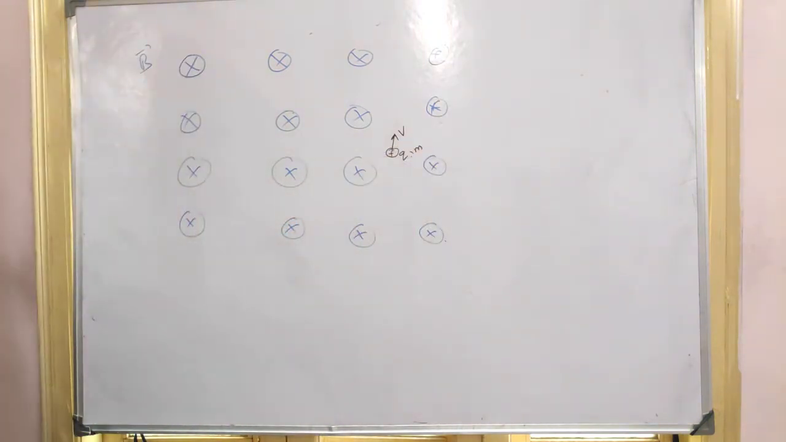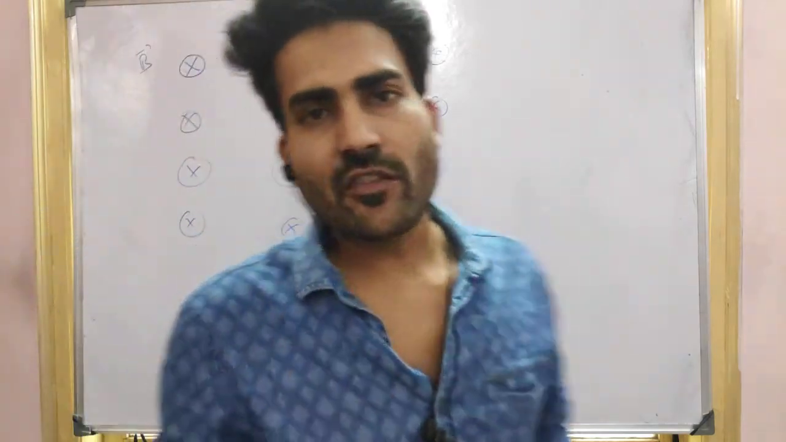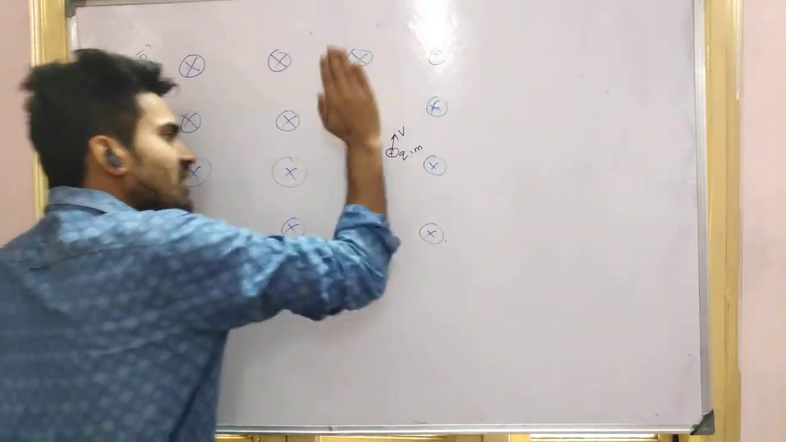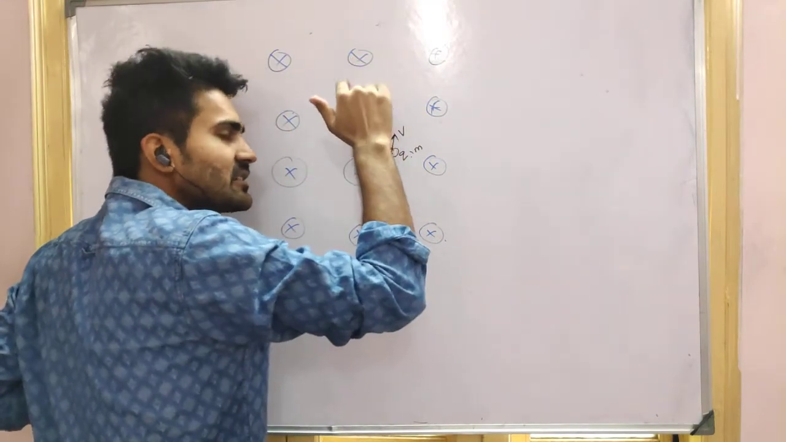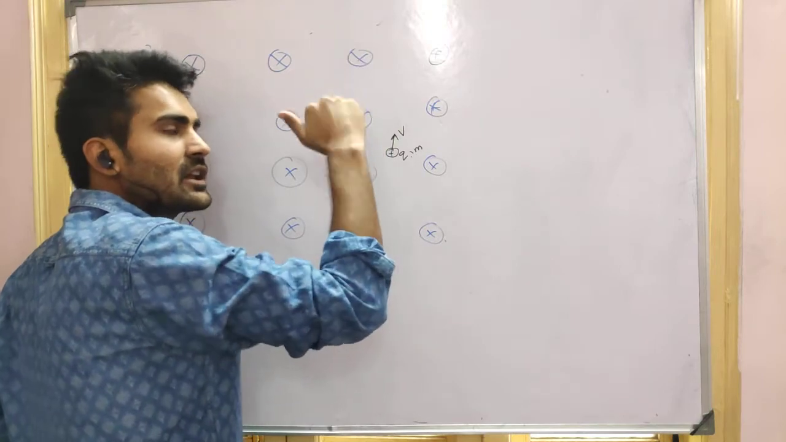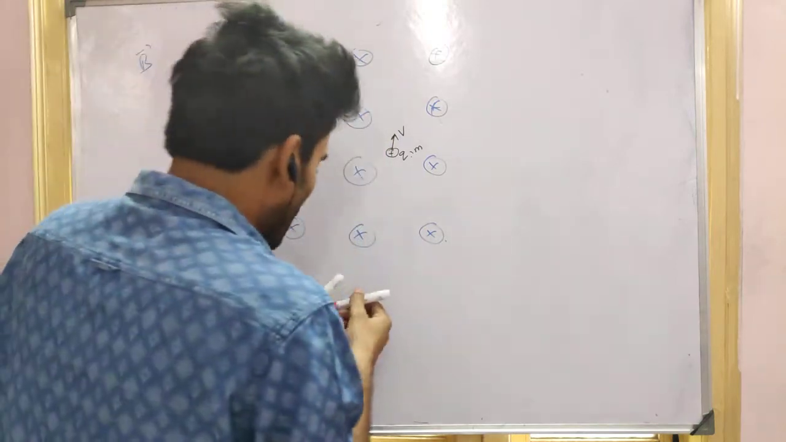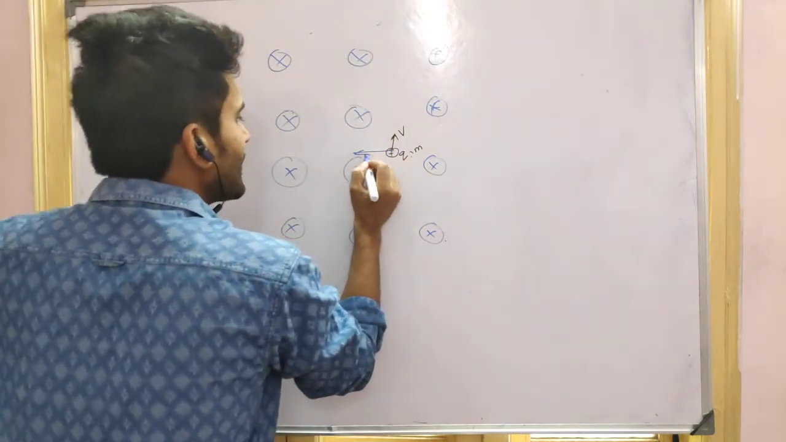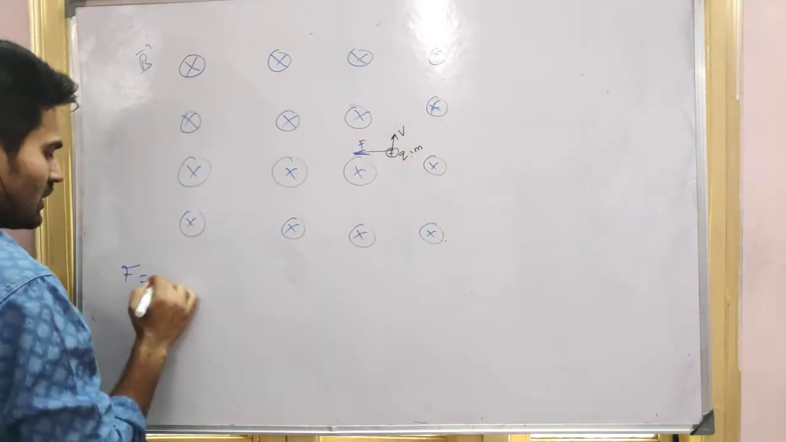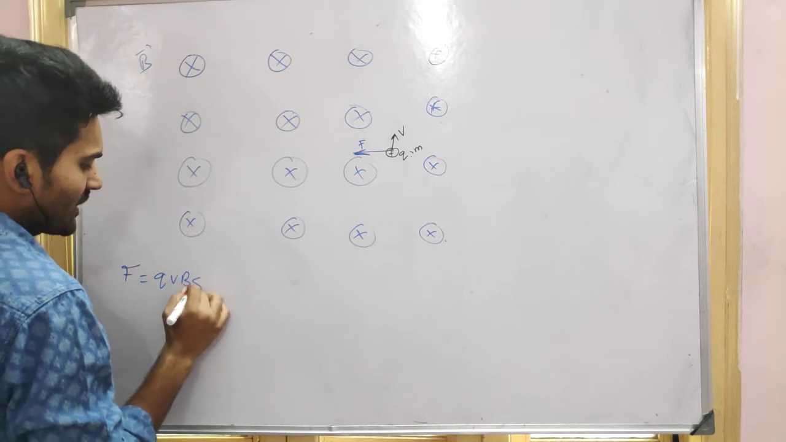So can you tell me what will be the direction of the force working on this particular charge? Where is the velocity direction, guys? Velocity direction is this. Where is the direction of the magnetic field? Magnetic field is inside. So we will curl our finger in this direction. So obviously we will get some force in this direction. What will be that force? That force will be QVB sine theta.